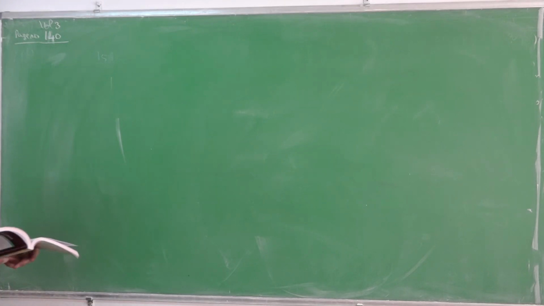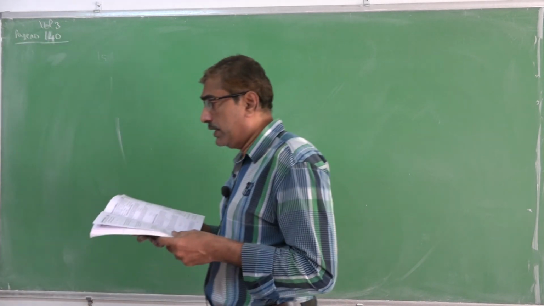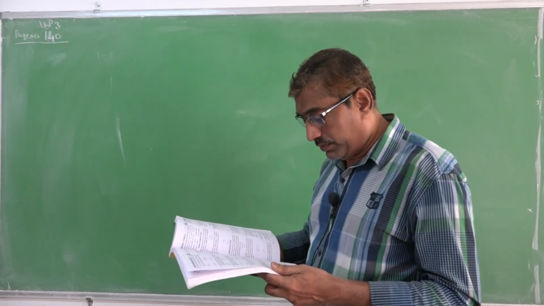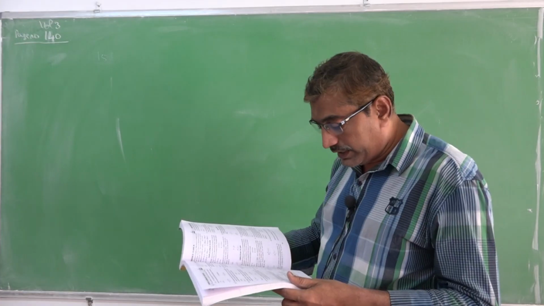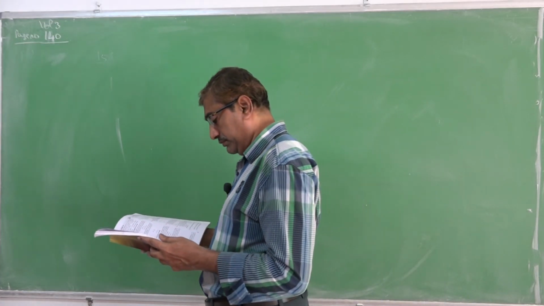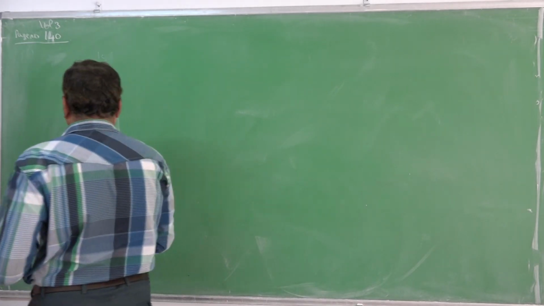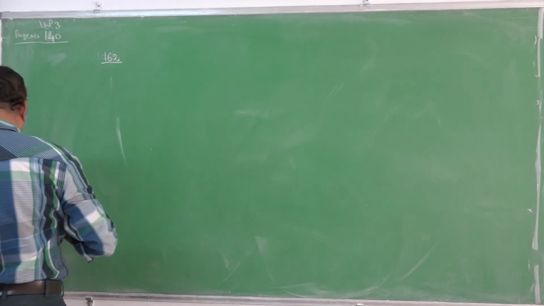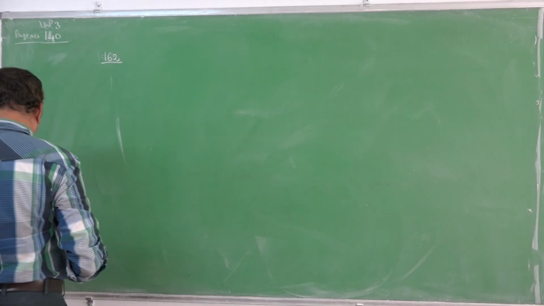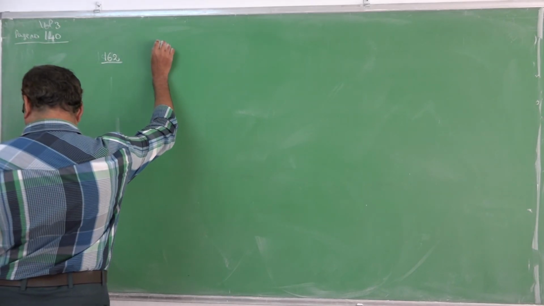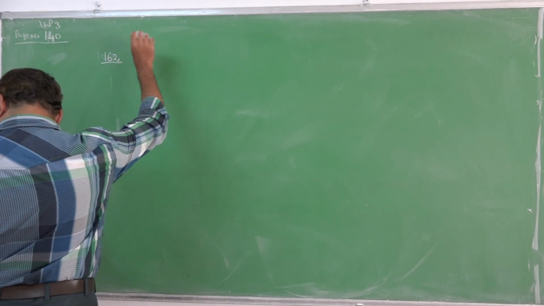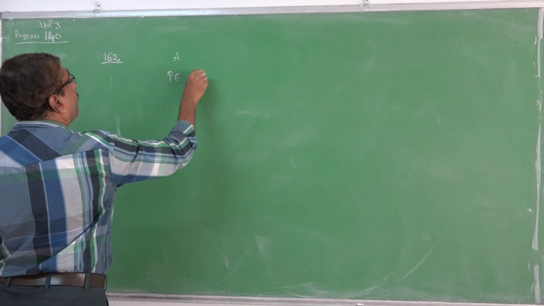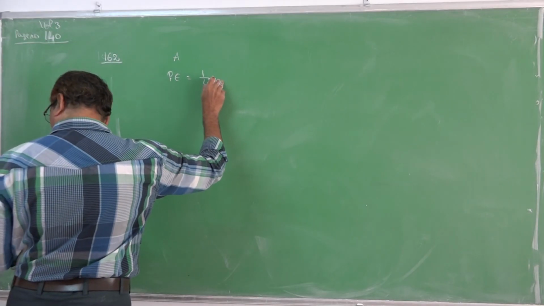Okay. Now, at what displacement of a simple pendulum whose amplitude is A is the potential energy 1/4 of the total energy? Find the displacement of 162. The displacement of a simple pendulum whose amplitude is A, potential energy is 1/4 of total energy.